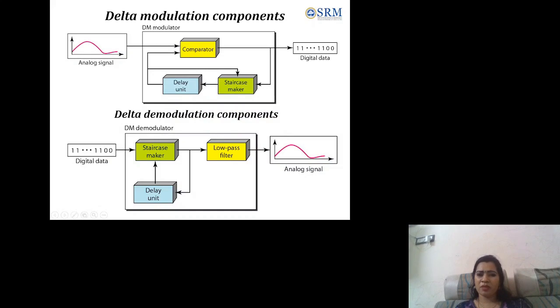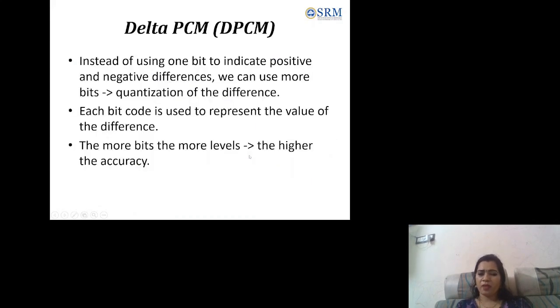This is the diagrammatic representation of delta modulation and demodulation. Delta modulation takes the analog signal as the input, which is given to the comparator. Then the comparator, with the help of the staircase maker and delay unit, constructs the staircase. From the staircase, it is converted into digital data. Then the reverse process takes place in the demodulation. Here digital data is given as an input to the staircase maker. Along with the delay unit, it constructs the analog signal. Then the analog signal is sent to the low pass filter for smoothing, and finally it produces the output as the analog signal.